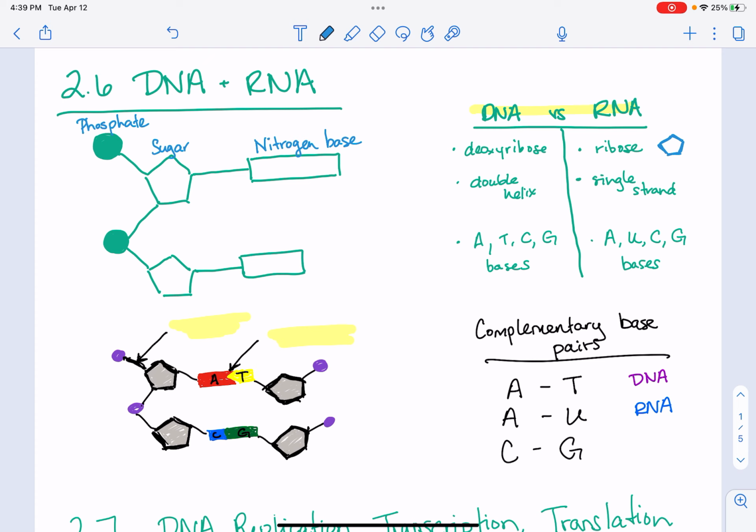The other main difference we have is the actual structure. So DNA is a double helix, so it kind of has like a winding staircase look. So like two strands, that's a terrible drawing, but you get what I mean. And then RNA is single-stranded, so it kind of looks like this. It's just one strand. And then the last main difference are the bases. DNA uses T, which is thymine, and RNA uses U, which is uracil. So all the other bases are the same except T and U, okay?